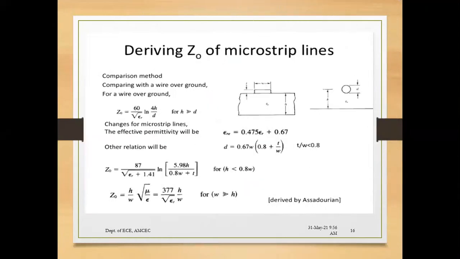Those are the same equations which we have seen. First, that is Z0 of your general wire method. It is 60 by square root of epsilon re ln 4h by d. So you'll be finding out what is effective dielectric constant by an empirical formula. It is 0.475 epsilon r plus 0.67. The thickness or the diameter d is 0.67 for a rectangular to circular waveguide. It is 0.8 plus t by w. So the Z0 for a narrow microstrip line is given by this formula. Similarly, for your wide microstrip line, it is given by this formula.